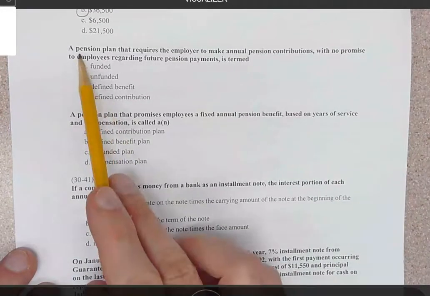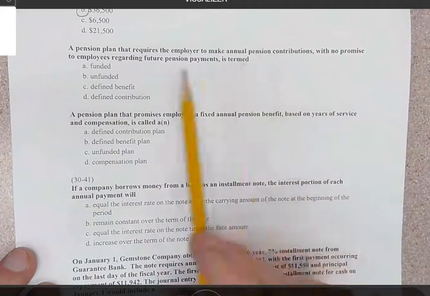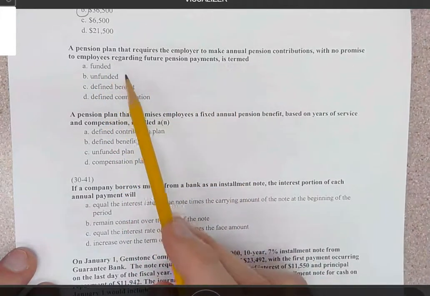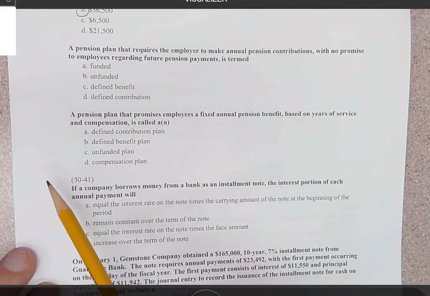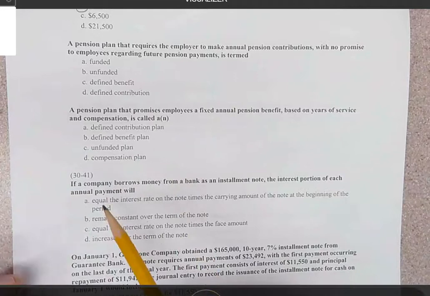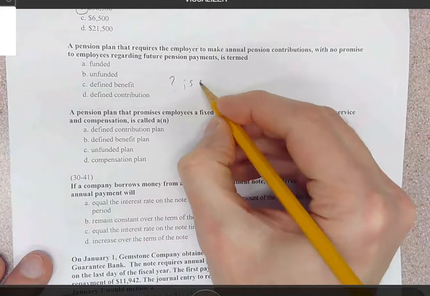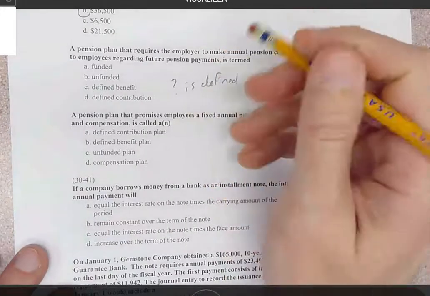It says, a pension plan that requires the employer to make annual pension contributions with no promise to employees regarding future pension payments is termed: funded, unfunded, defined benefit, or defined contribution. Well, what we said about defined contribution pension plans is that we ask ourselves this question: what is defined? I guess we could do this a different way.